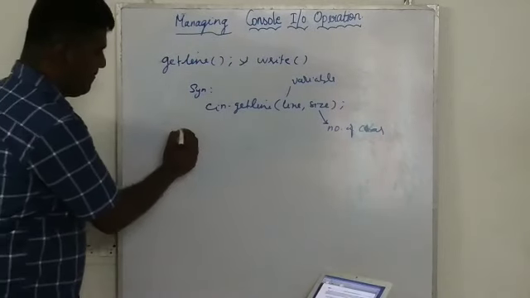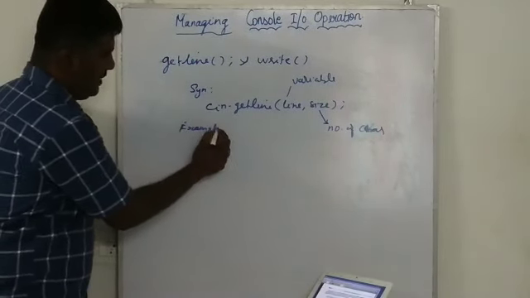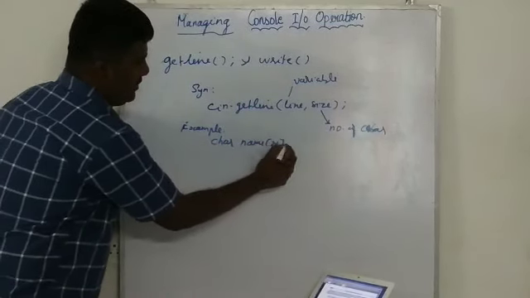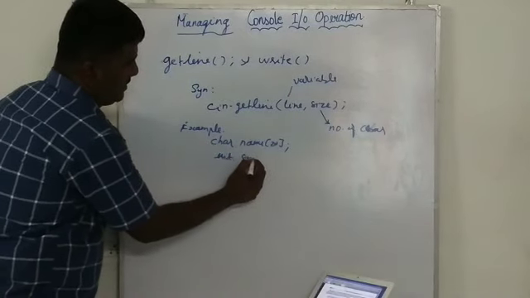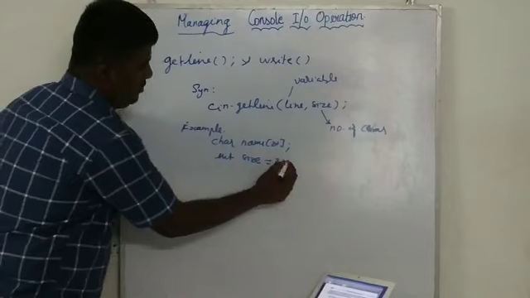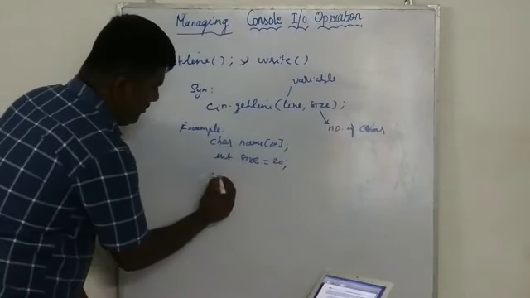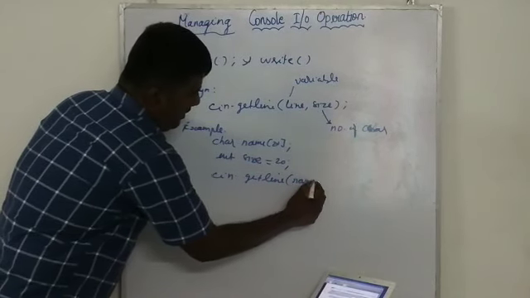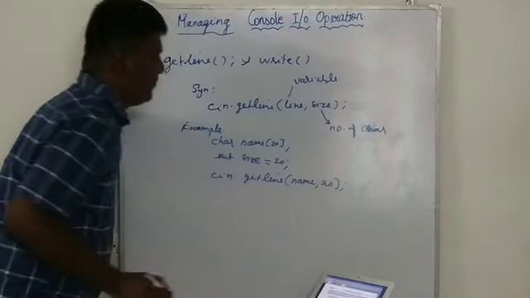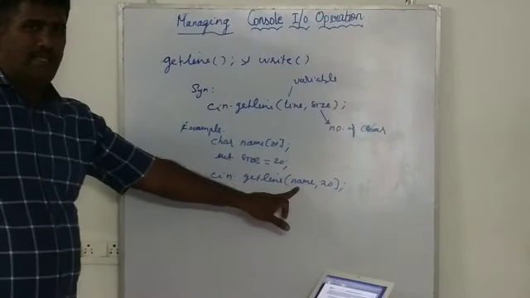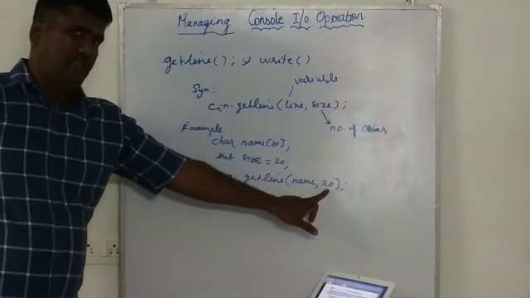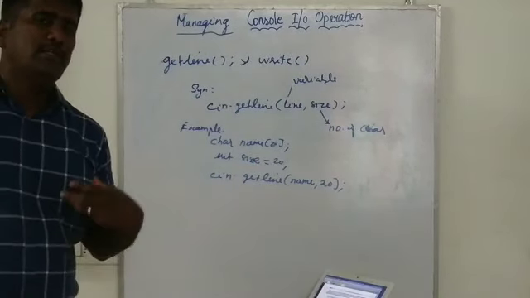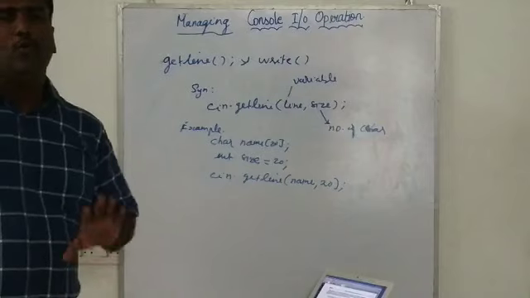So, for example, here we declare the name of 20, and integer size equal to 20. So cin.getline(name, 20). Here name is the variable and 20 is the size. So we read the words from the keyboard up to 20 characters including the white space.